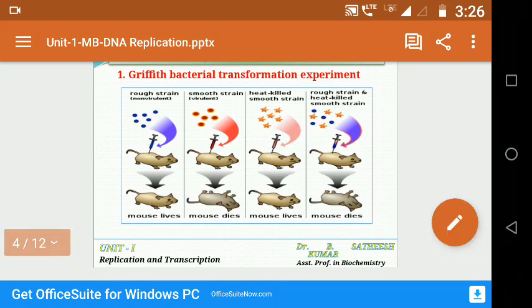The first topic of this unit is nucleic acids as genetic material. There are two different experiments which proved that the nucleic acids are the original genetic material. Neither proteins nor carbohydrates nor lipids are the genetic material. Only the nucleic acids act as genetic material.